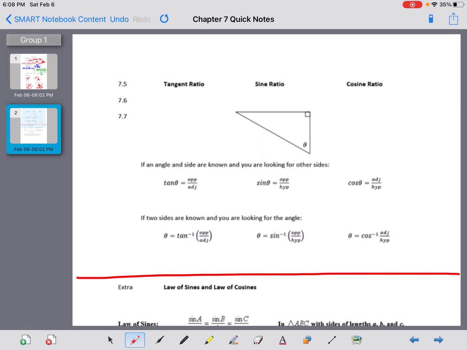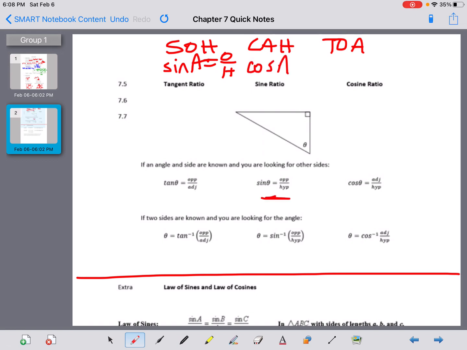7.5, 7.6, and 7.7 together because all of this deals with SOHCAHTOA. They just kind of gave it to us in smaller pieces, okay? So remember, SO is sine of the angle equals opposite over hypotenuse, right? Right there. CAH is cosine of an angle equals adjacent over hypotenuse. TOA, tangent of an angle equals opposite over adjacent, okay?